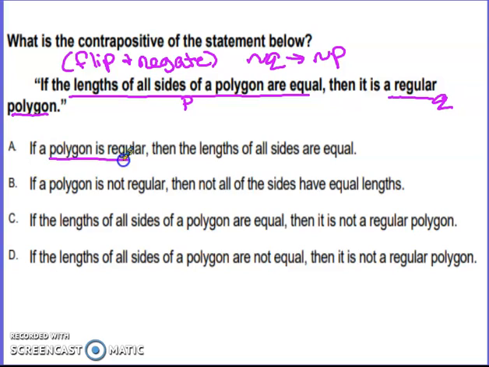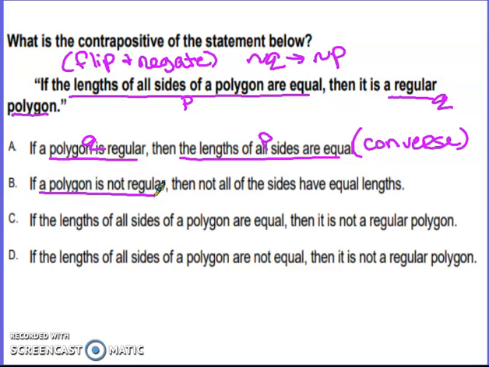So, if a polygon is regular, that is Q. The lengths of all sides are equal, that is P. This is your converse. All you did was flip it, but you have to make sure you negate it as well. B, if a polygon is not regular, so that's negative Q, not all the sides have equal lengths, that's negative P. That looks like my contrapositive, but let's double check everything just to make sure.